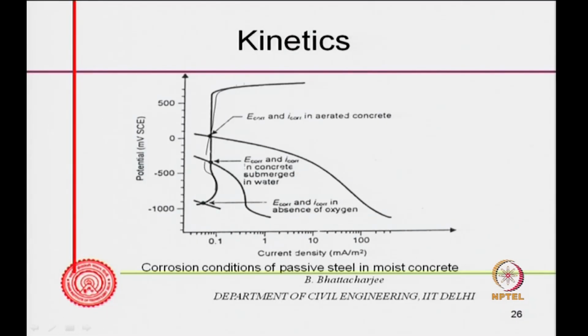For example, you might get this sort of anodic polarization curve, and a cathodic polarization curve in this manner, and you can find out where this is your equilibrium potential, this could be your equilibrium potential. So, it is in aerated concrete here, it is in submerged water concrete, this kind of behavior. So, one can study the behavior, and as the potential changes, how it will behave.